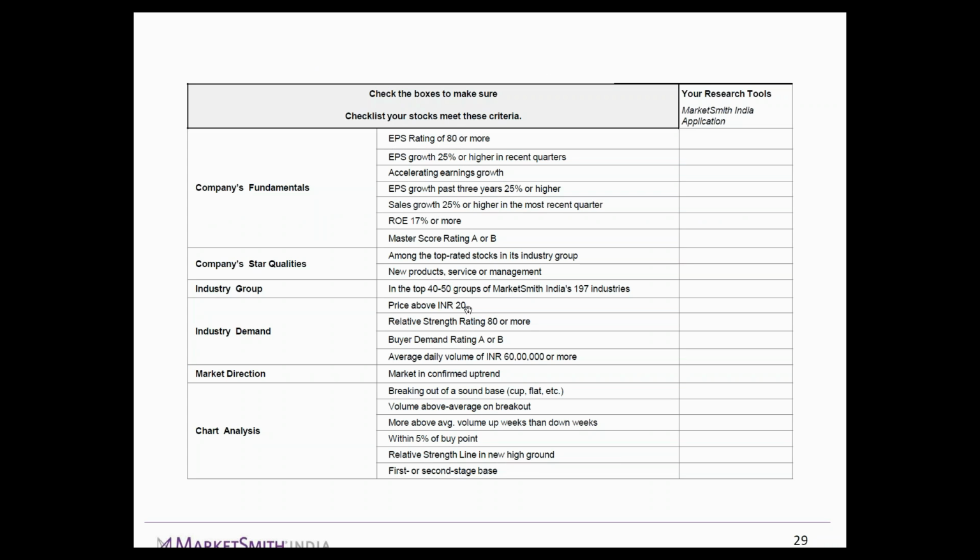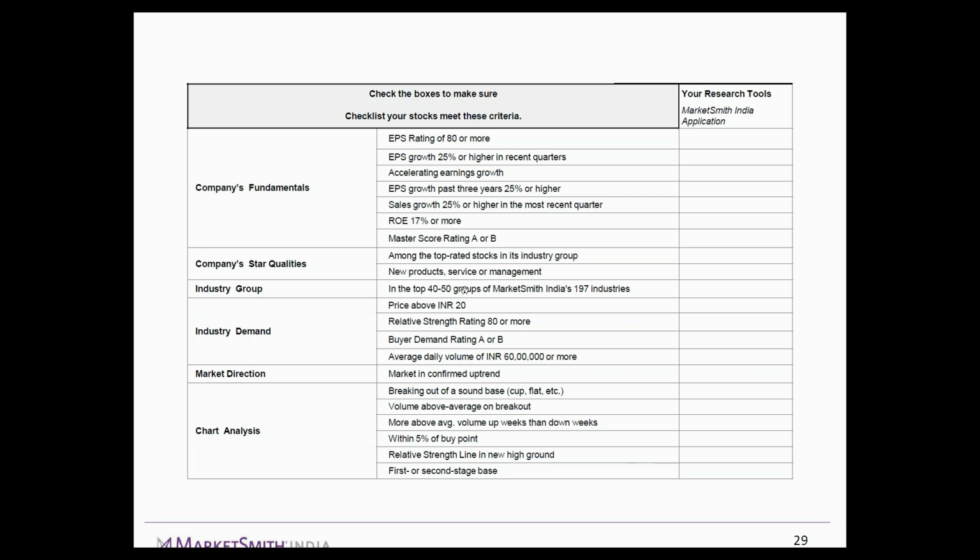The next thing we should identify is the market direction. So how is the market doing? Is the market in an uptrend, or is the overall market condition weak currently? As we spoke of earlier, try to stick to new investments in a confirmed uptrend or in a rally attempt, and avoid taking new investments when the market is under pressure, and strictly refrain from taking new positions when the market is in correction.